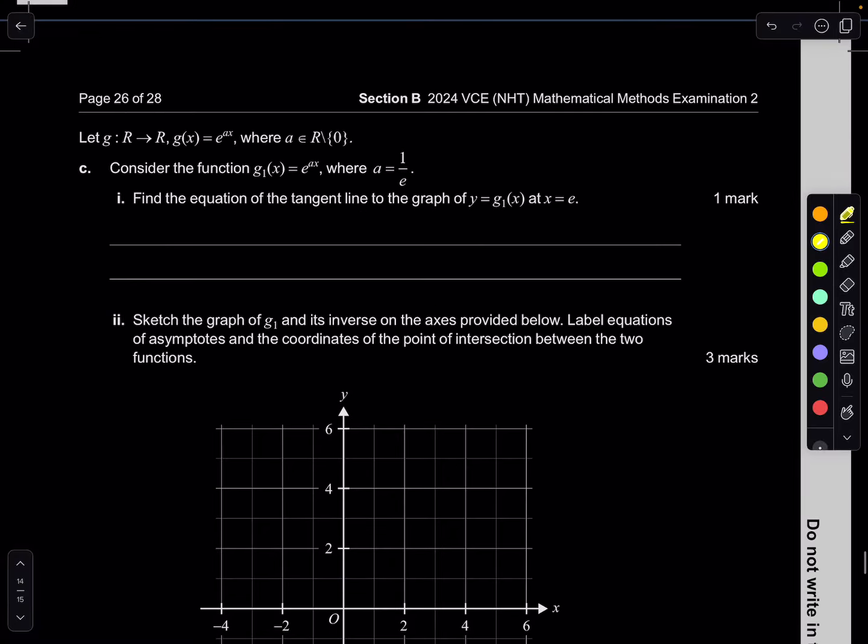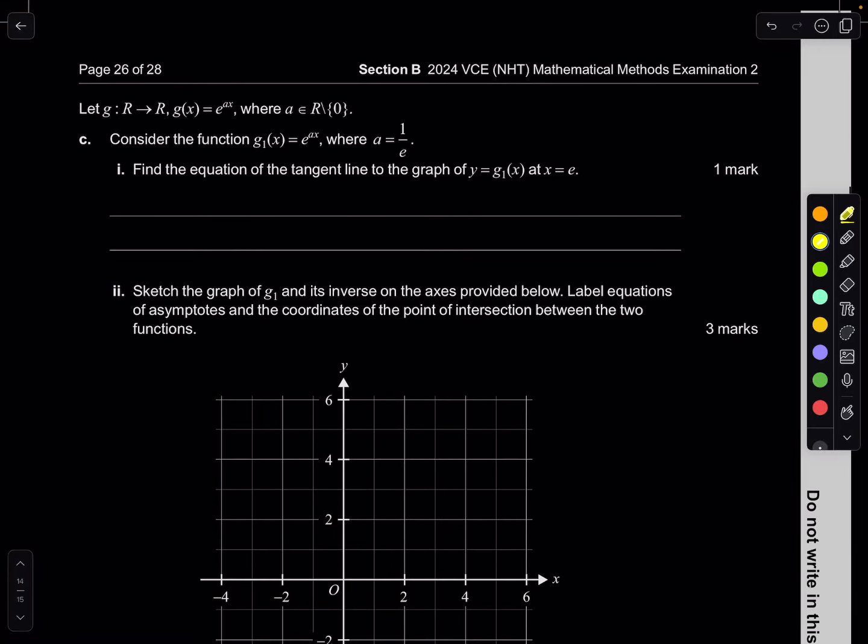Let's go to the next question. Question G. The domain is all reals. g of x is e to the power of ax, where a is an element of all reals except 0. Consider the function g1 of x, which is e to the ax, where a is actually 1 over e. So we've got the a value. Find the equation of the tangent to the graph of y equals g1 of x at x equals e. Easy. We just need to find it.